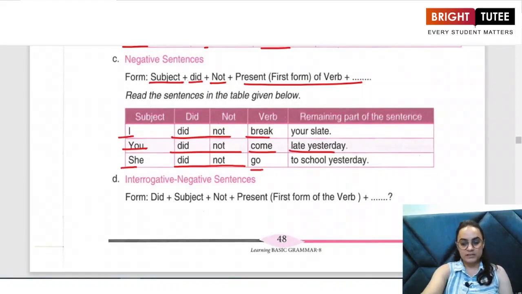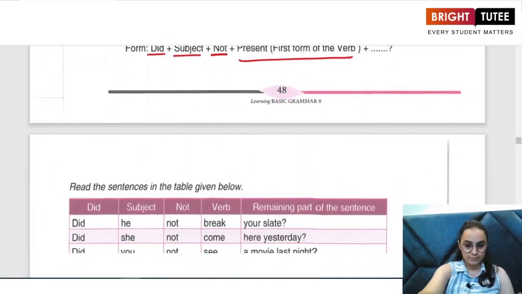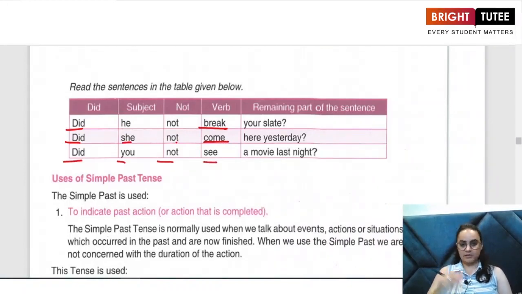The next type of sentences that we have are interrogative negative sentences. As we know, whenever we talk about the interrogative sentences, we use the helping verb in the first position. Then comes the subject. Since they are negative, we will use not and the first form of the verb. For example, did he not break your slate? Did she not come here yesterday? Did you not see a movie last night? So like this, we frame a sentence using the interrogative negative structure of a sentence.